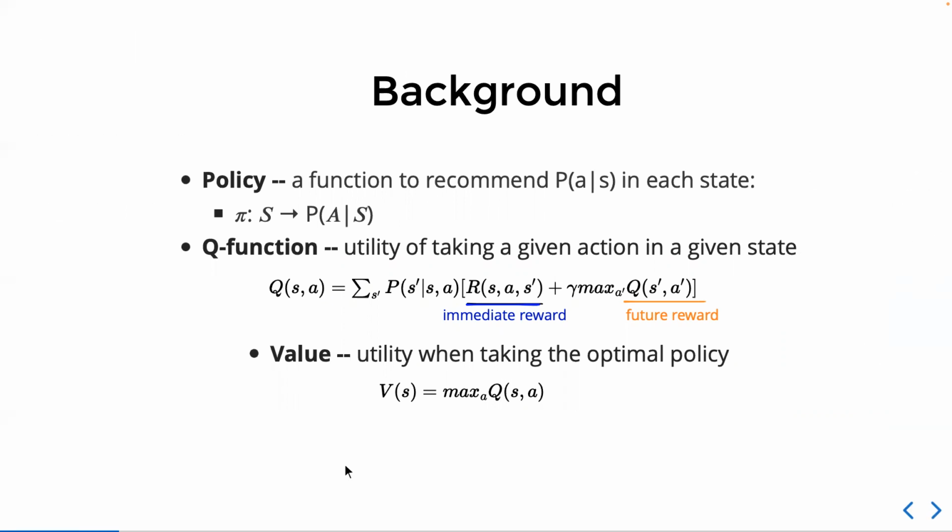When we take action A, we may transit to different states S prime, so there's an expected sum. The Q function includes two things. First is the immediate reward, and it also includes the future rewards from S prime onwards. Value is the utility when taking the optimal policy. All right. So for this equation, both are scalar values, right?